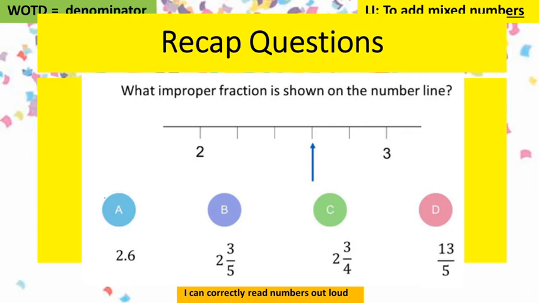Right, last one. What improper fraction is shown on the number line? Oh, that's going to be mixed. I suppose it's going to convert it to. Oh, difficult one. So what is shown on the number line? 2.6. It can't be that because that's a decimal. I won't tell you that. So A, 2.6, B, 2 3/5, C, 2 3/4, D, 13/5. So pause the video and have a go at that one.